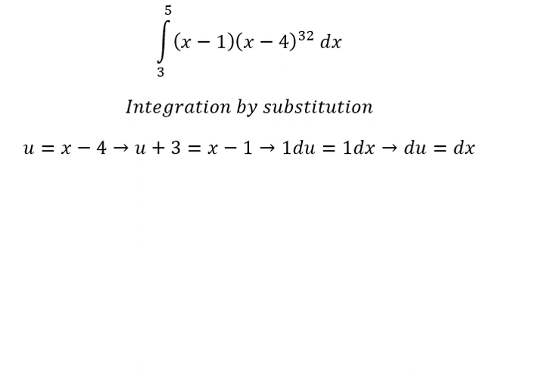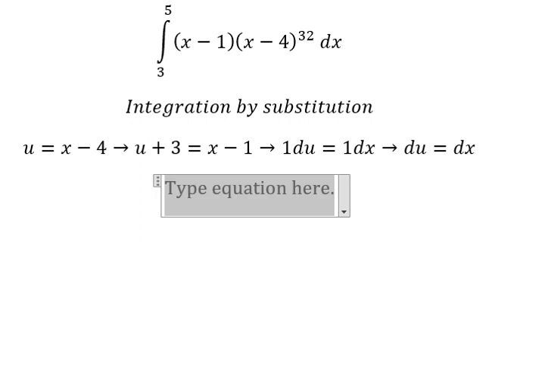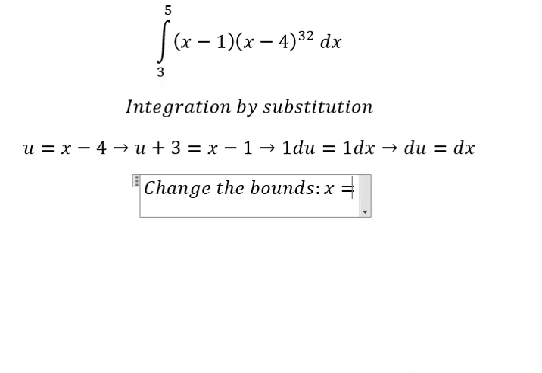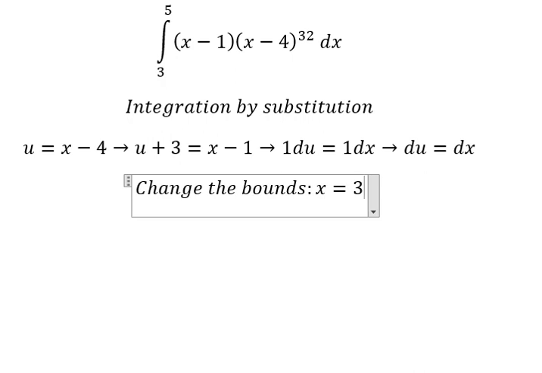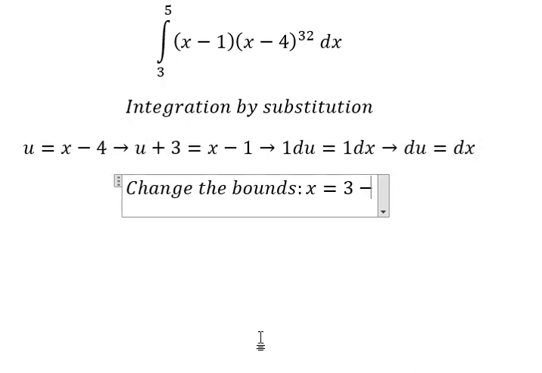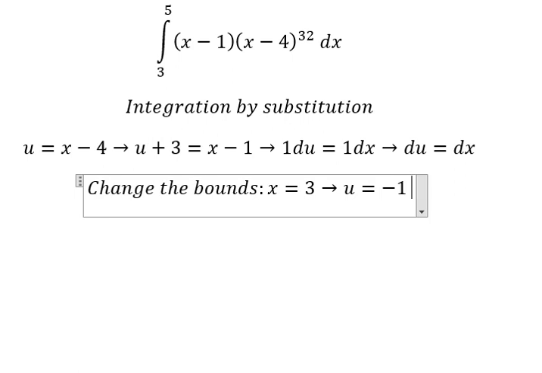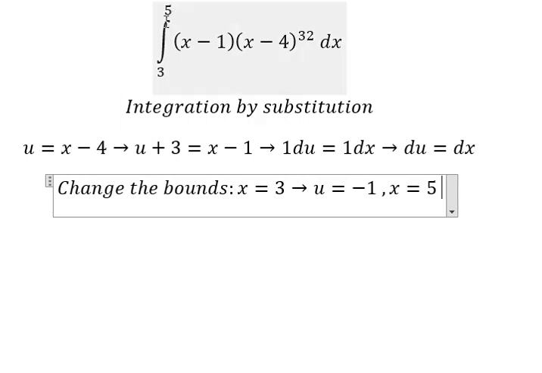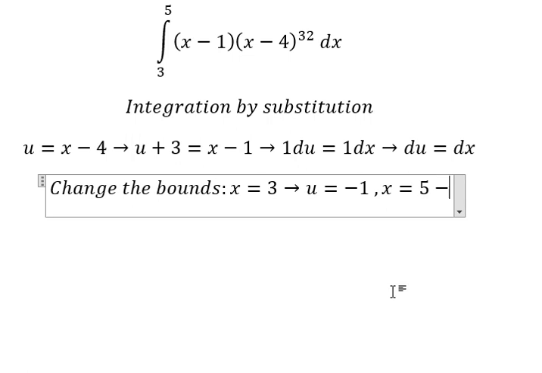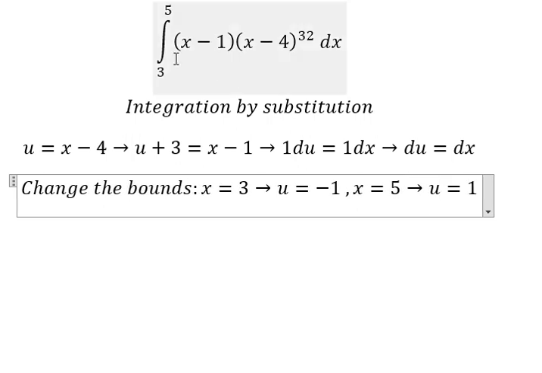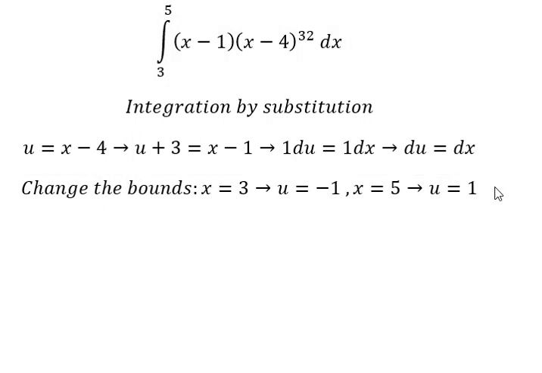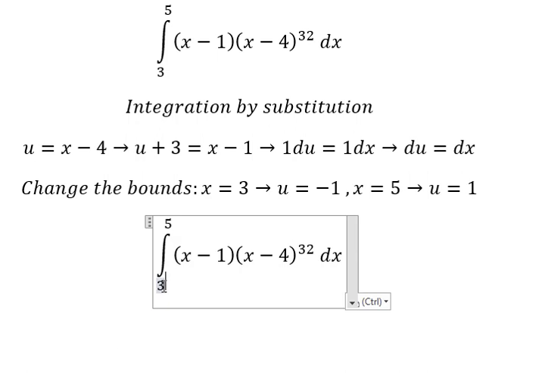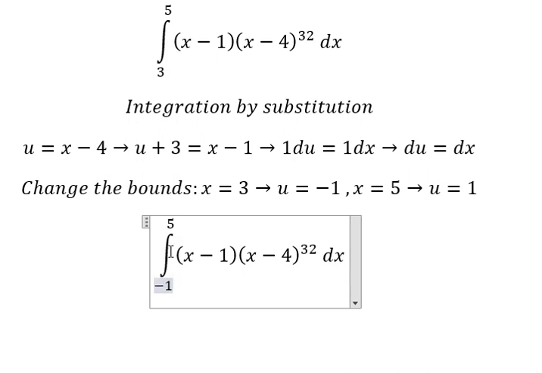Next we need to change the bounds. When s equals 3, we put 3 in here, and we have u equals negative 1. When s equals 5, we put 5 in here, and we have u equals 1. So 3 we change to negative 1, and 5 we change to 1.